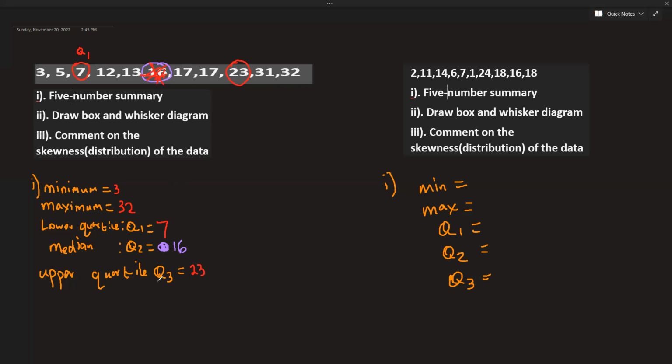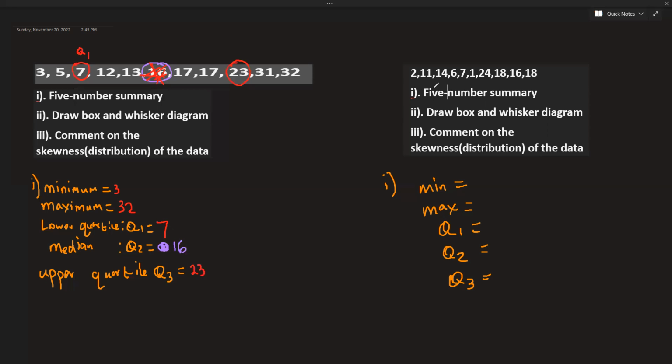Again, you should know that the 5-number summary is made up of the 3 quartiles, quartile 1, quartile 2, and quartile 3, which you should know how to get when given a data set like that, and then the minimum and maximum. Perfect. Now let's go to this data to do the same thing.